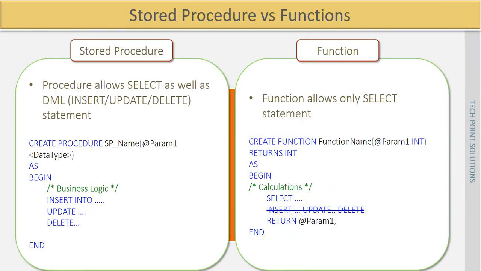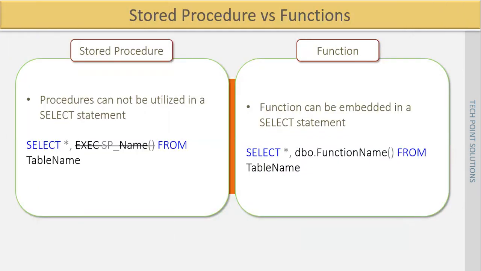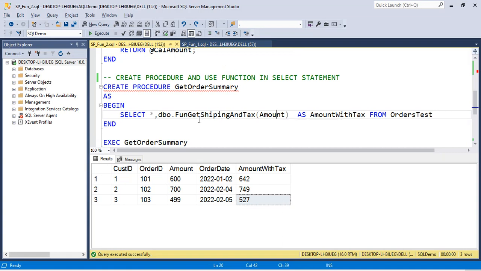Procedure allows select as well as DML statement inside it. Function allows only a select statement. So we cannot implement insert, update and delete inside a function, because function is basically designed for calculation purpose. Procedure cannot be utilized in select statement. Function can be embedded in a select statement. So we have just seen the example here. We can utilize function with the select statement inside a procedure.